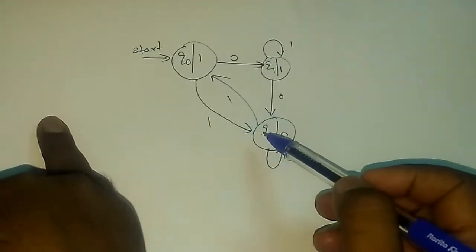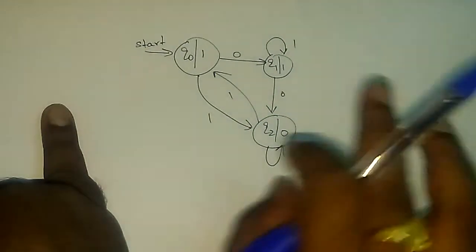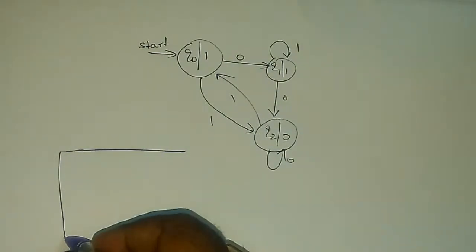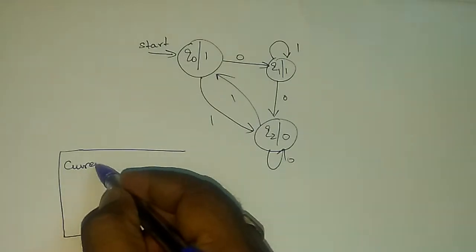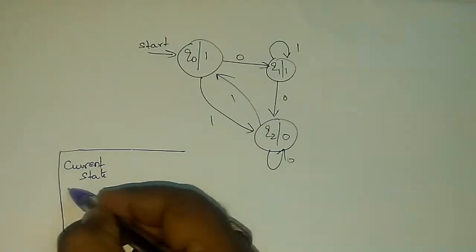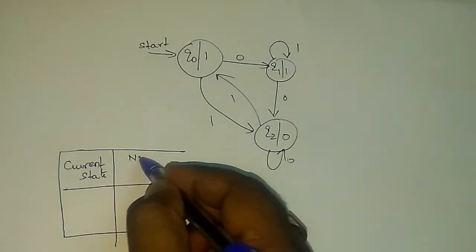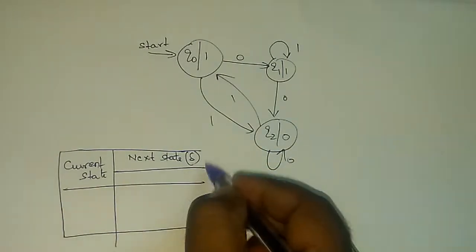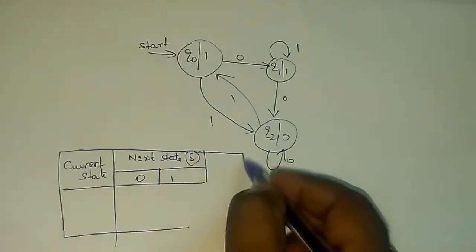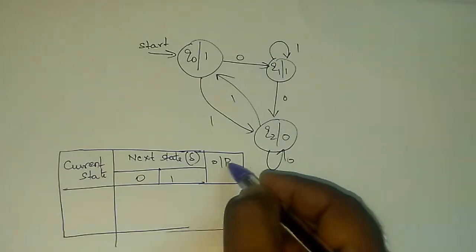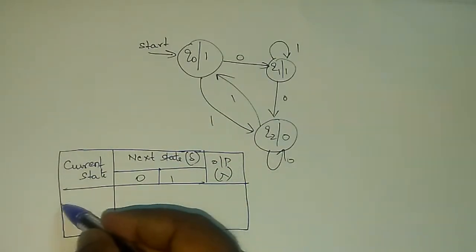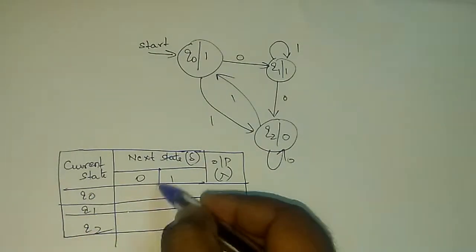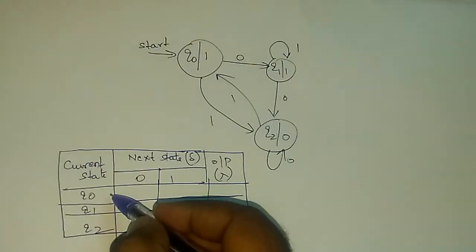So now let us construct a table for this. The transition table will look like this. My current state, next state, delta. So here my inputs are 0 and 1, and next one is output. The output is lambda. So how many states do I have here? Q0, Q1 and Q2.